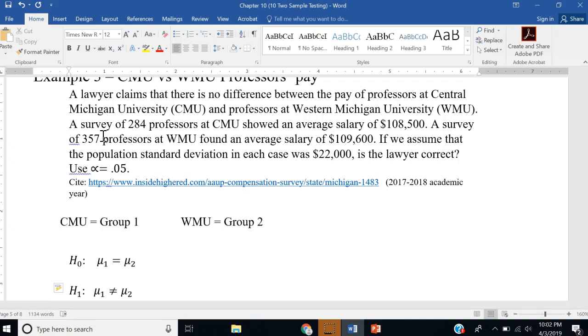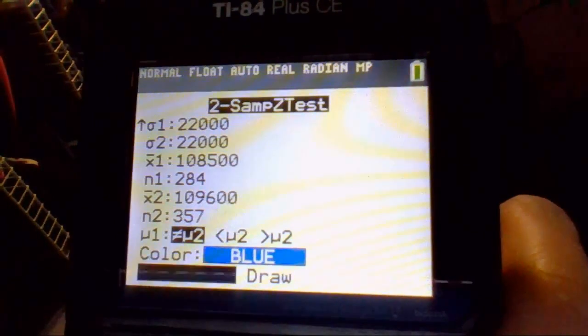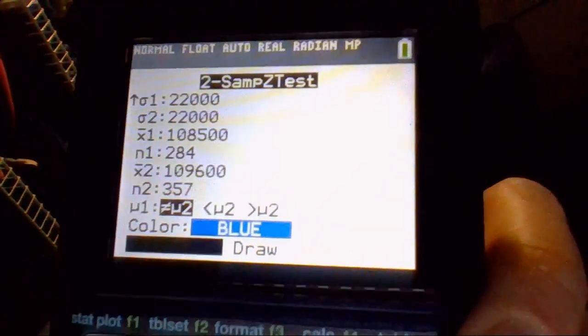Notice that on the 2-sample z-test, it does not ask me for pooled. You can't have pooled with a z-test. We can't assume the same standard deviations. So just as a quick look, hopefully your calculator looks like this.